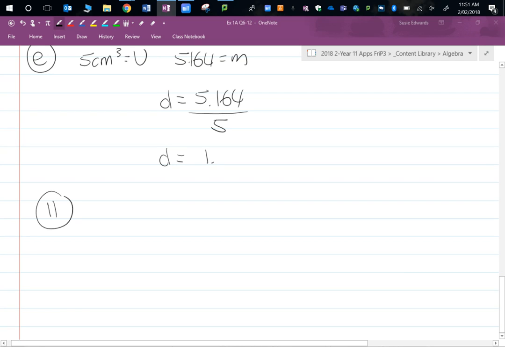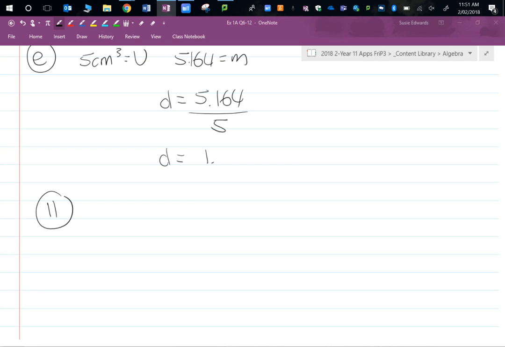For question 11, it says, if you deposit P dollars, now we're going to be using this formula in maths this year and next year. It's actually done in year 12 as well. So it's important that you understand what this is. This is a compound interest formula. So if you deposit P dollars in a bank account that earns interest at X% per annum, compounded annually, the amount in the account after T years will be A dollars.